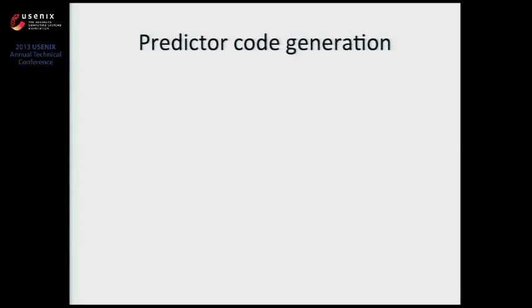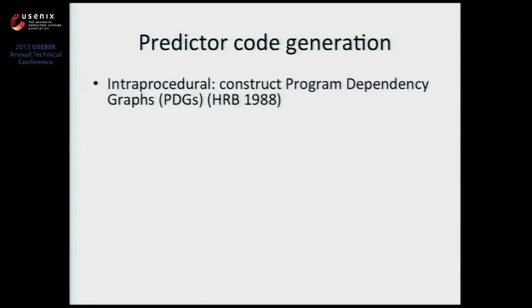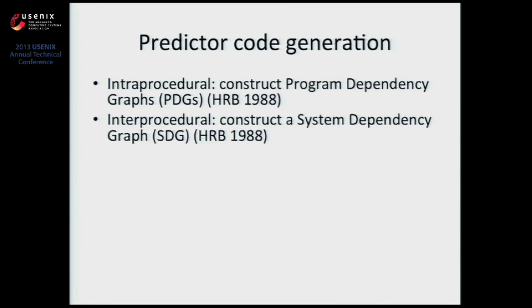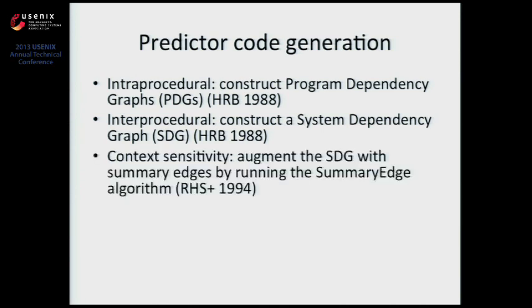We implemented the slicing algorithm by putting together the solutions that address the challenges. There are a lot of details to make this work. At a high level, we have 5 steps. For intra-procedure, we construct program dependence graphs that track data and control dependencies between statements inside each procedure. For inter-procedure, we construct a system dependence graph by stitching together all these PDGs. For context sensitivity, we augment the system dependence graph with summary edges that give a function call context.